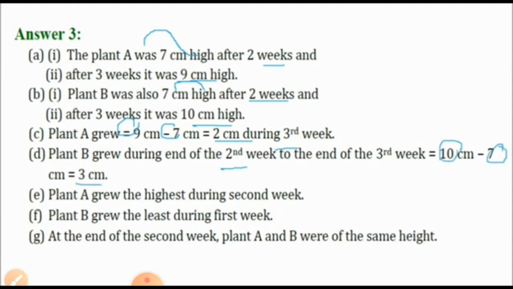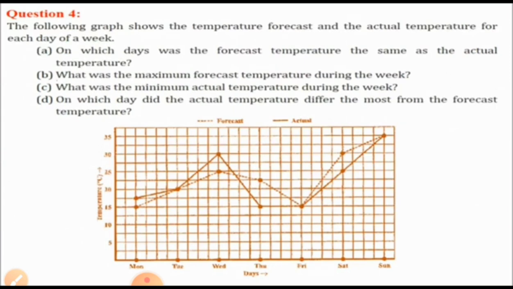Plant B grew from the end of second week to the end of the third week will be 3 centimeter. E. Plant A grew the highest during second week and plant B grew the least during first week. First week may come and at the end of the second week plant A and B were the same height. Very good students. Now look at the question number 4.